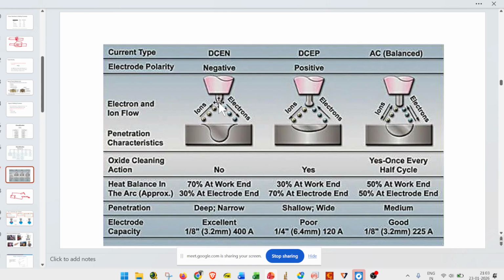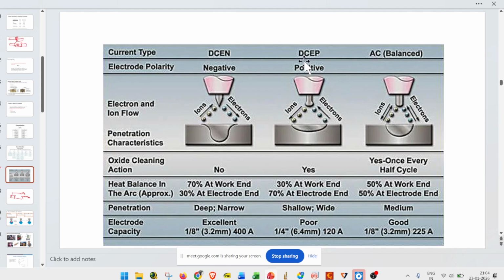We mostly prefer this configuration where we want to join thick materials and we don't want the electrode to be consumed that much. In that case we can go with DCEN. Because electrons flow from negative to positive, more heat generation takes place at the positive side.